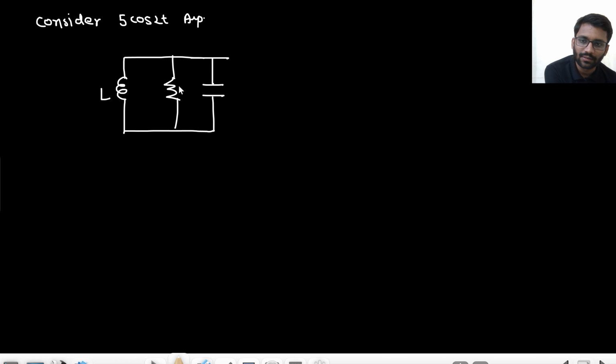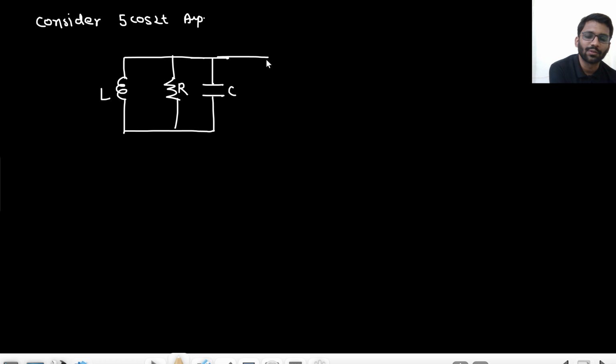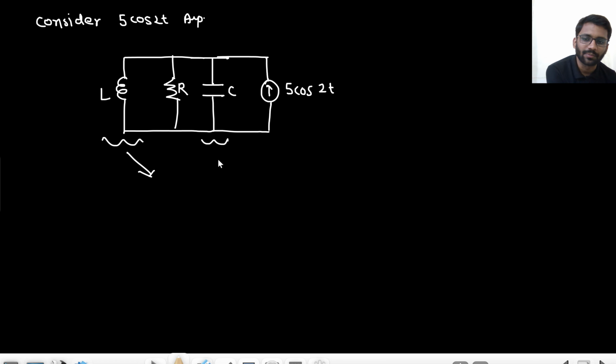This is L, this is R, this is C, and I am applying a current source, whatever the current source is there, 5 cos 2t. Now this and this combined will give me how much impedance, because I need to find the current in this.